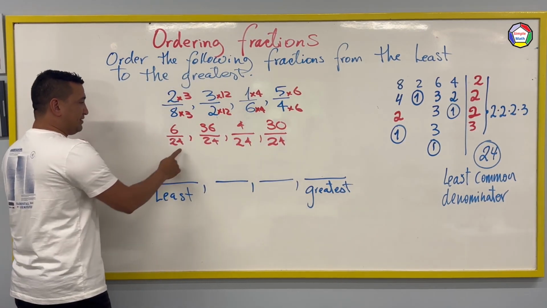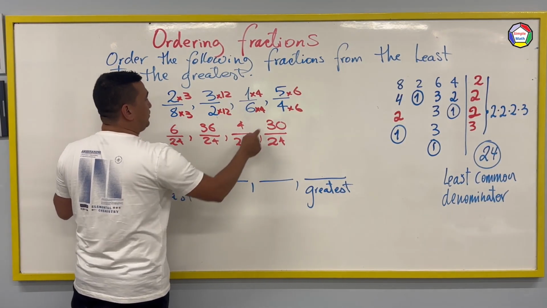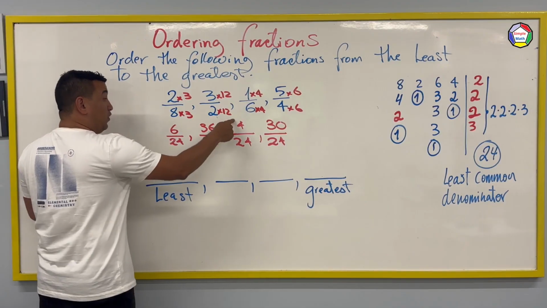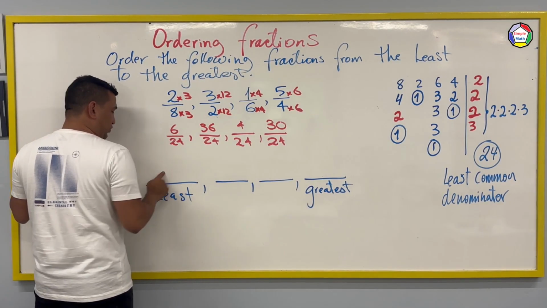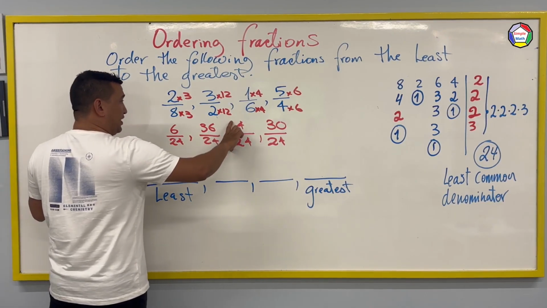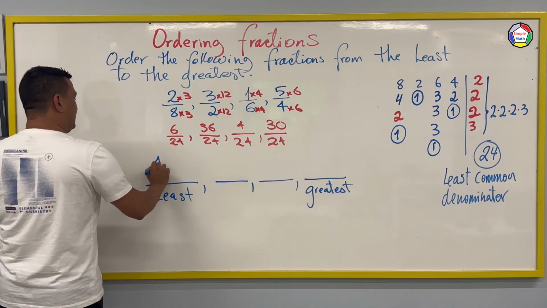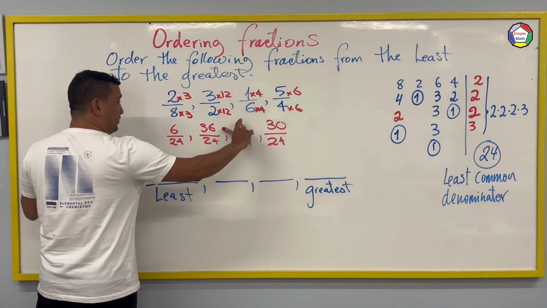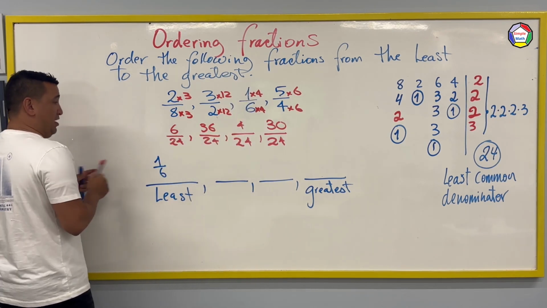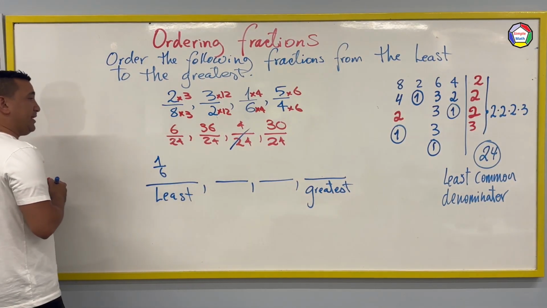Which is the least fraction here? 6 over 24, 36 over 24, 4 over 24, or 30 over 24? 4 over 24 is the least, but I don't put 4 over 24 here. 4 over 24 corresponds to this fraction. So 1 over 6 is the fraction I'm going to use here, because this fraction corresponds to this one. Now, let's put a check mark here. I use this one.